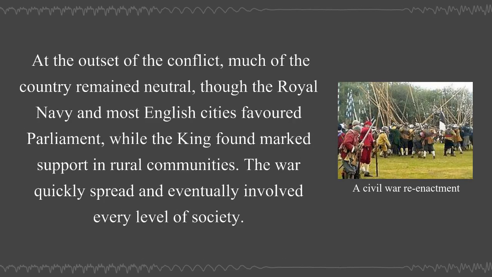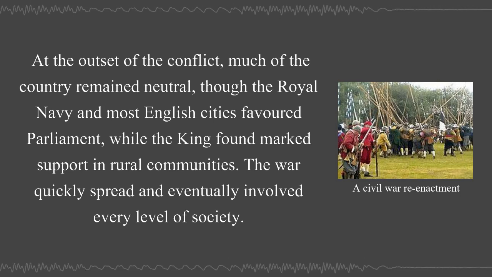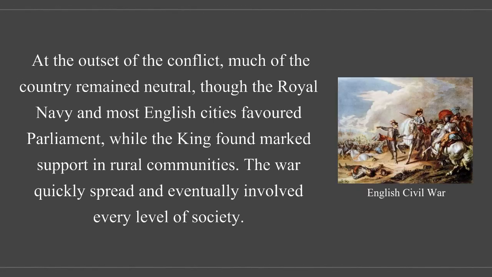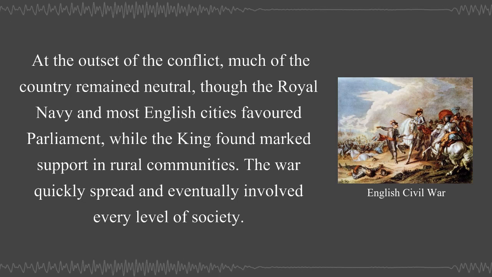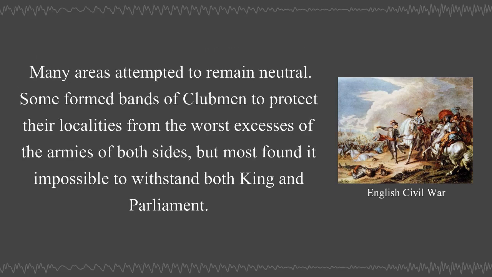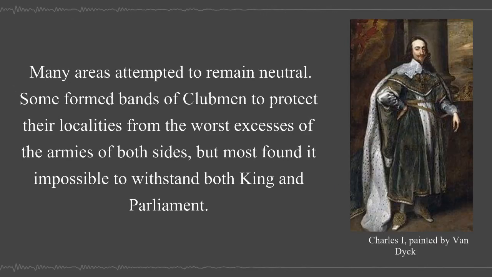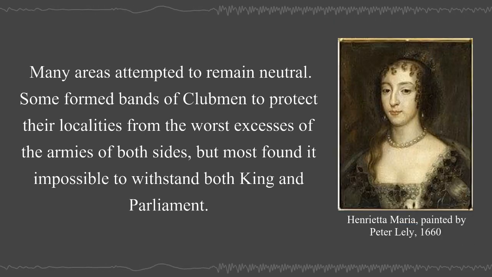At the outset of the conflict, much of the country remained neutral, though the Royal Navy and most English cities favored Parliament, while the king found marked support in rural communities. The war quickly spread and eventually involved every level of society. Many areas attempted to remain neutral. Some formed bands of clubmen to protect their localities from the worst excesses of the armies of both sides, but most found it impossible to withstand both king and parliament.